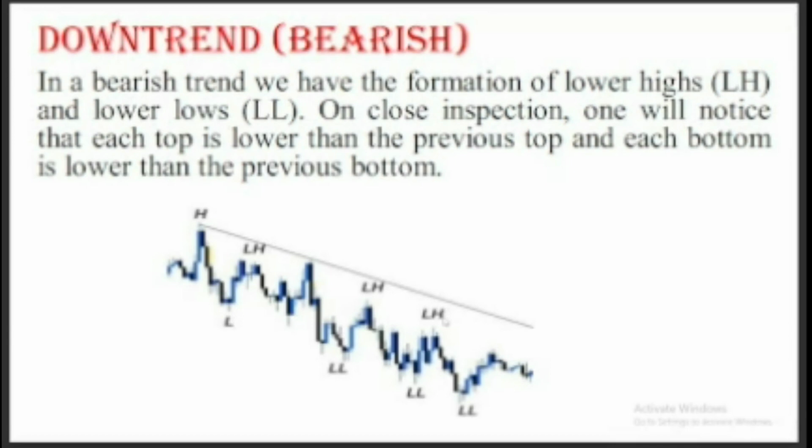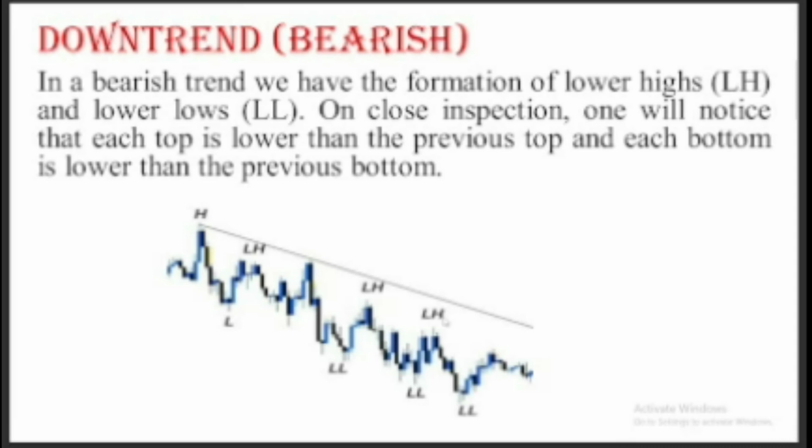So we have the downtrend, which is also the bearish trend. In a bearish trend, we have the formation of lower highs. You know, during an uptrend, the formation is higher high, higher low. But in a bearish trend, the formation is lower high, lower low. On close inspection, one will notice that each top is lower than the previous top, unlike the bullish trend where each top is higher than the previous top.